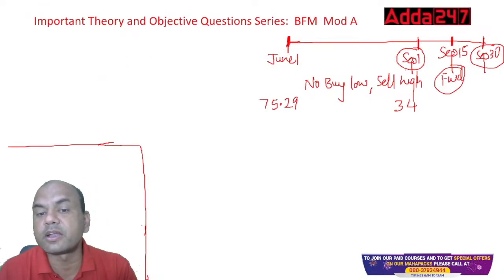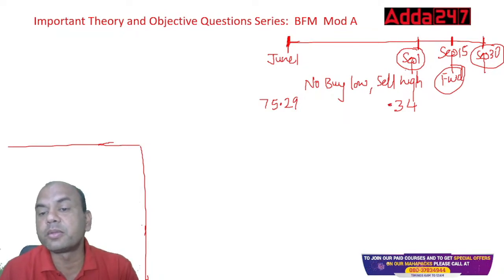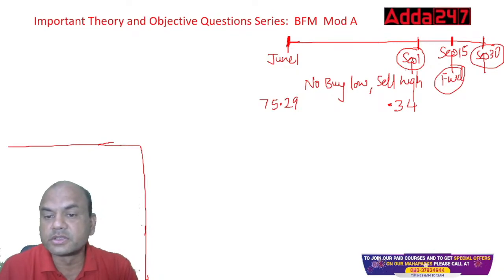So what is my rate now? 75.29 plus 0.34. Take this point. What is the answer you're getting? It is 75 point, what? 75.63.